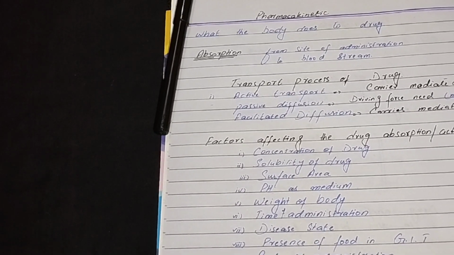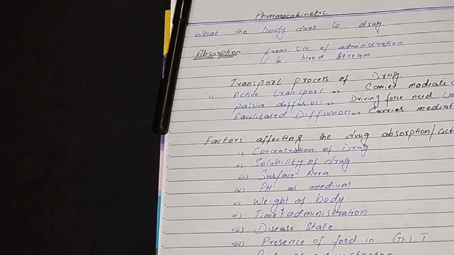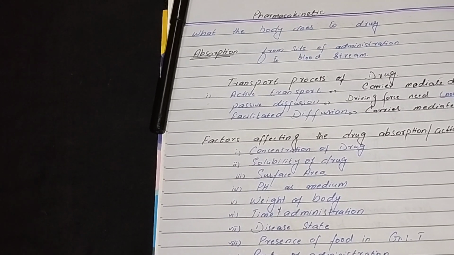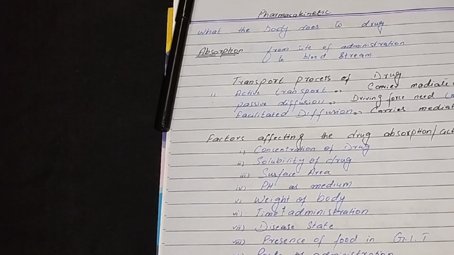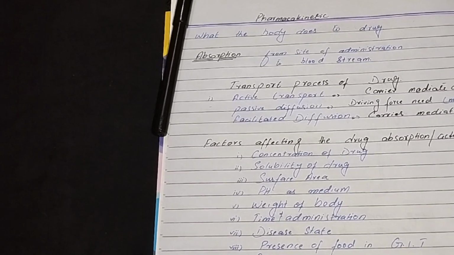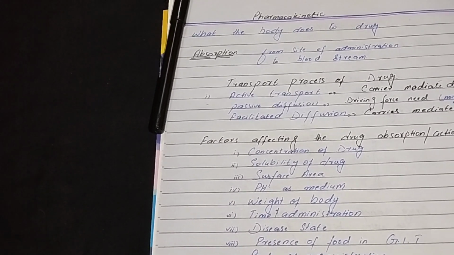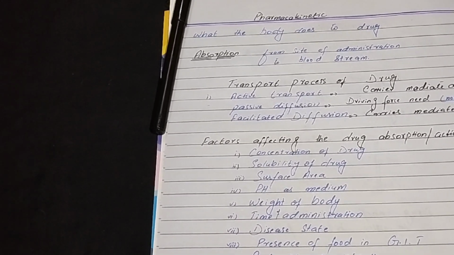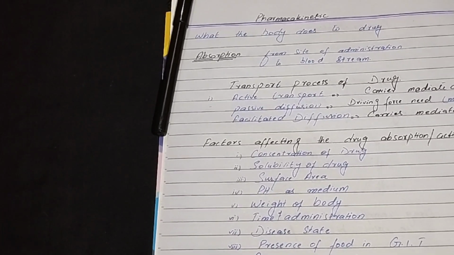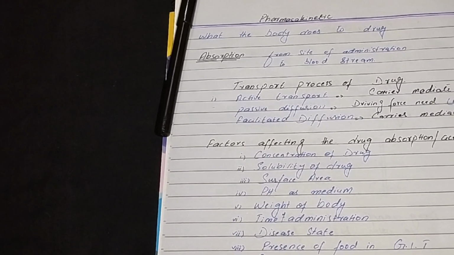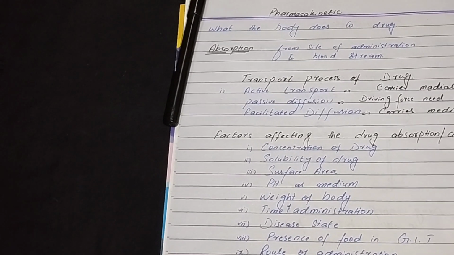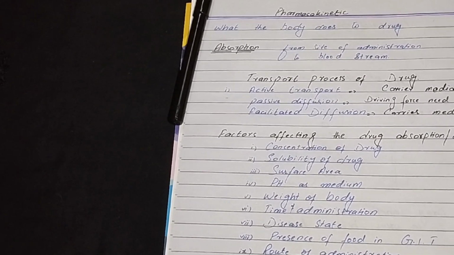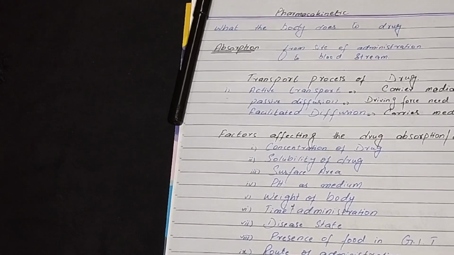Our stomach has an acidic pH, that is why more of the acidic drug is absorbed in it, and the basic drug is absorbed better in basic media. And the next factor is the weight of the body. The greater the weight of the body, the greater the dose that will be required. So the physician or clinician should keep in mind the patient's weight when prescribing a drug.